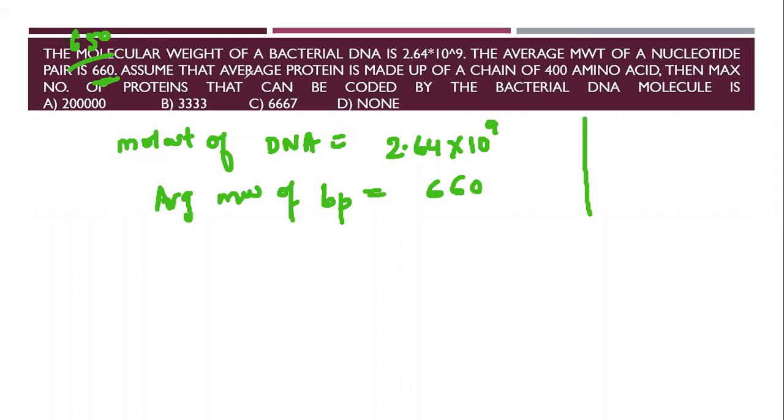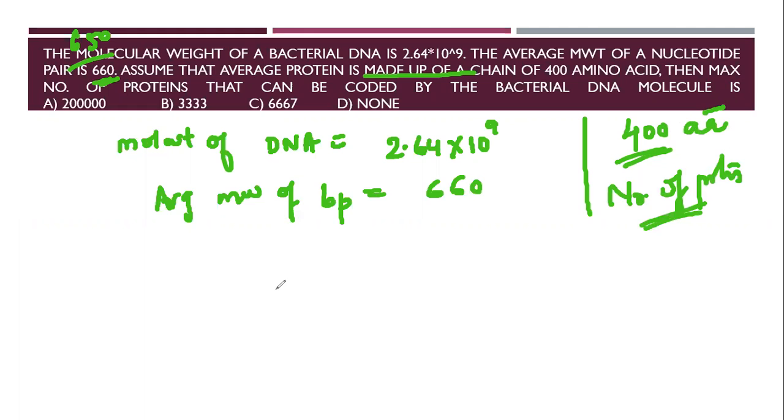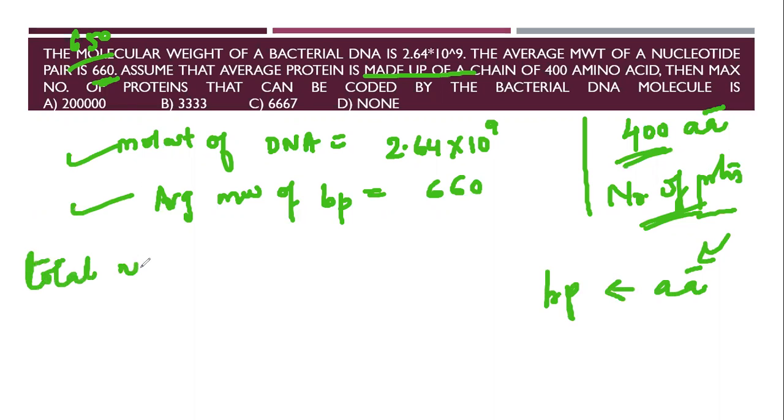What they're asking, see, already they have given that the average protein is around 400 amino acids. Now they're asking what is the total number of proteins. To get proteins, I need to get the total amino acids. To get amino acids, I need to get the total number of base pairs. Here only the molecular weight is given, so I need to calculate the total number of nucleotide pairs or base pairs.